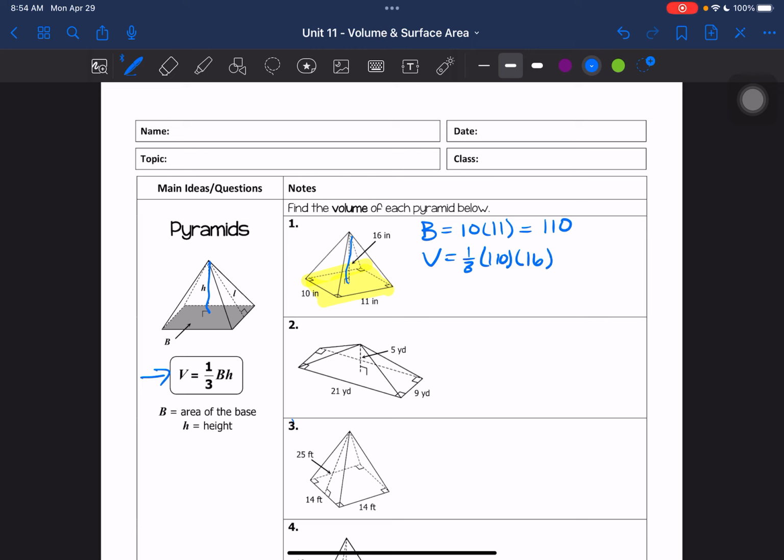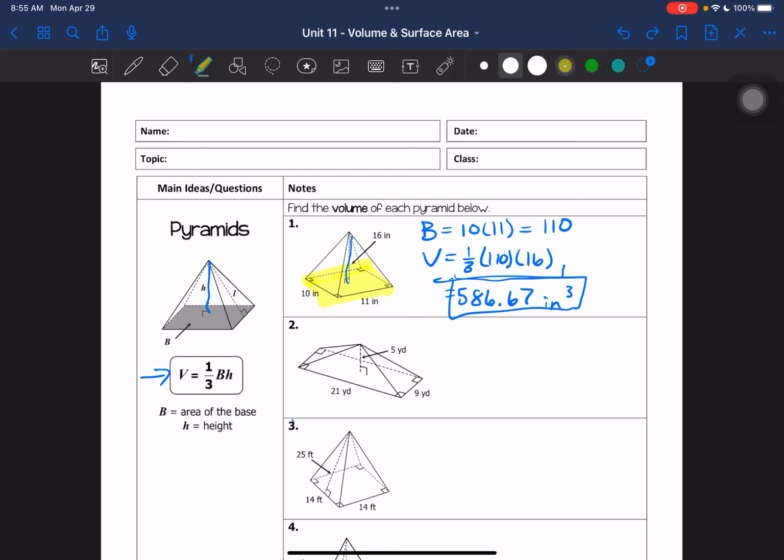And then we could just type all of this into our calculator and find out what the answer is. This comes out to 586.67 inches cubed. And remember that when we do volume, our units should have that little 3, and we read that as cubed. And that's just a small difference from when we were talking about area and surface area. Those units are squared.